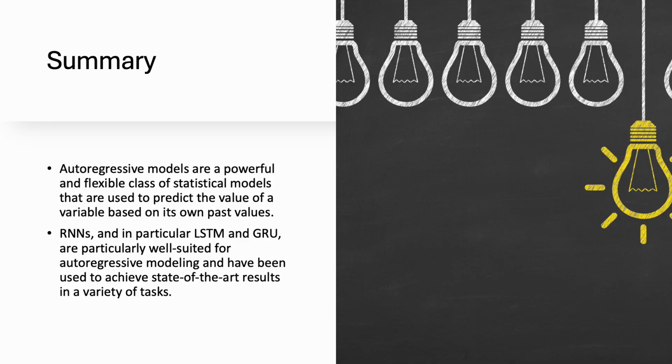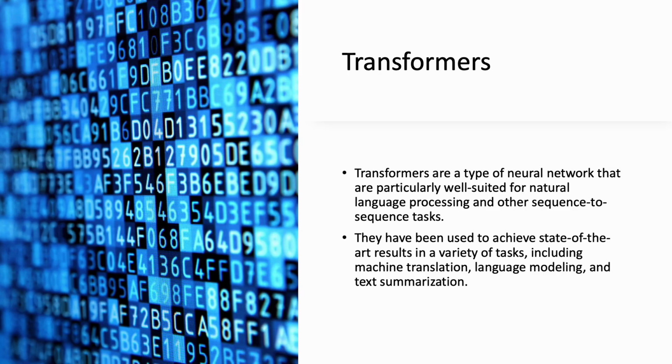So, the summary of the first few slides is: autoregressive models are a powerful and flexible class of statistical models that are used to predict the values of a variable based on its past values. RNNs, and in particular LSTM and GRU, are particularly well suited for autoregressive modeling and have been used to achieve state-of-the-art results in a variety of tasks. Let's look into transformers together in a little bit more depth.